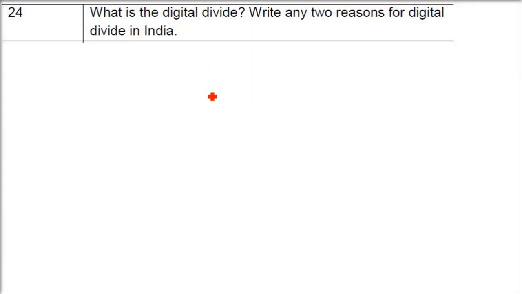What is the digital divide? Write any 2 reasons for digital divide in India. So what is digital divide? Now if you are living in a city or urban area or a metro, you have a good mobile. You don't have a problem of mobile. You have very good towers, so network connection is also good. 4G, 4.5G speed you are getting. So now you have all the digital power with you.